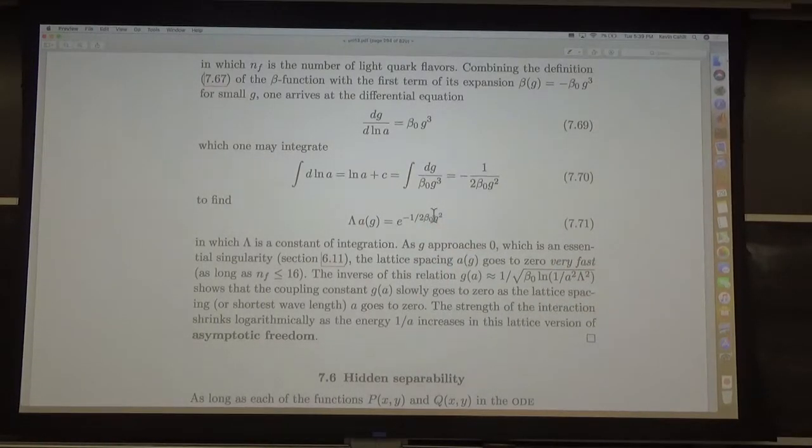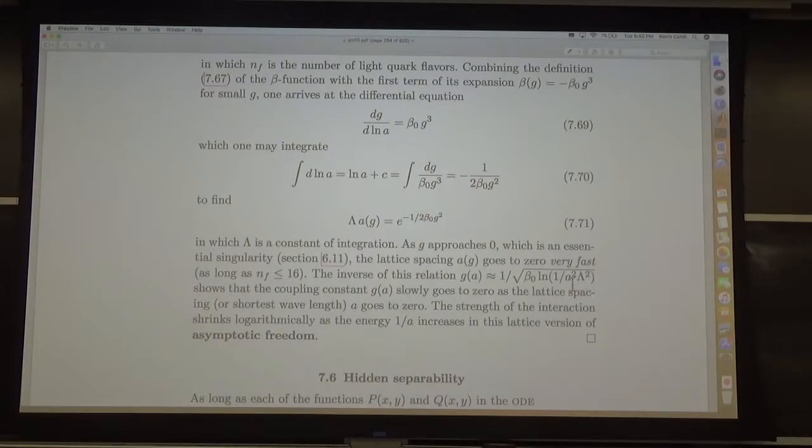And that's quite interesting. I think I mentioned that to you people in class, either in the problem session or the real class, as an example of an essential singularity. You can invert this and you see how the coupling constant varies with the distance, with the lattice spacing, and small lattice spacing corresponds to high energy. That's the usual uncertainty relation. Distance times momentum is a constant.